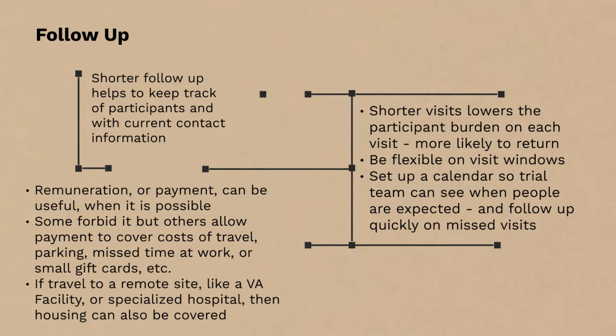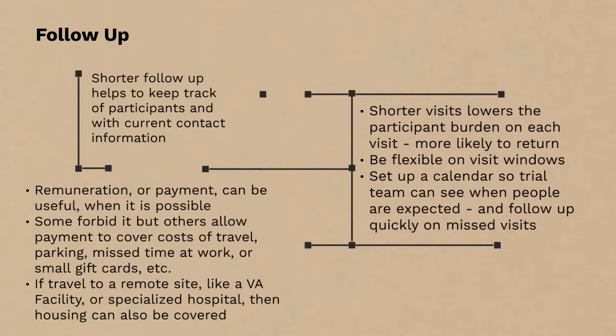That data will come in incredibly handy later when you're looking at all the different variations of data sets besides intention to treat, and including intention to treat. If you have data, you don't have to worry about missing data. In your follow-up, make sure that you have shorter visits. Shorter visits lower participant burden. They're more likely to return.